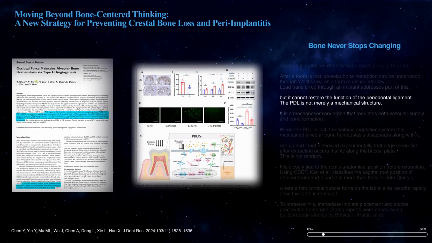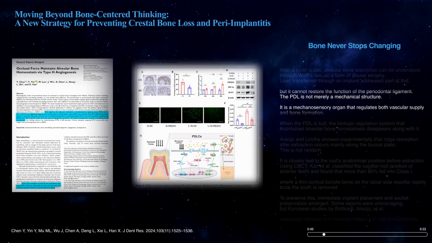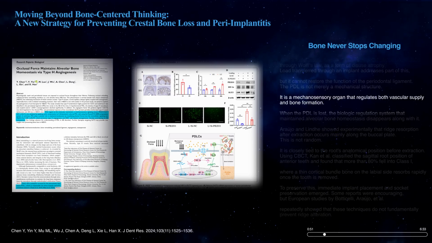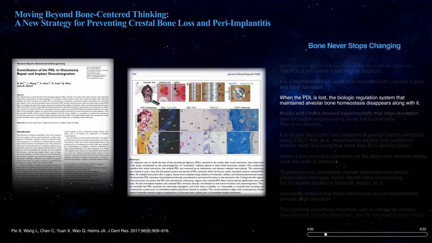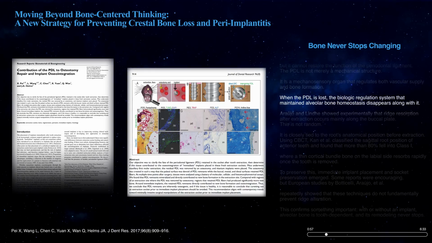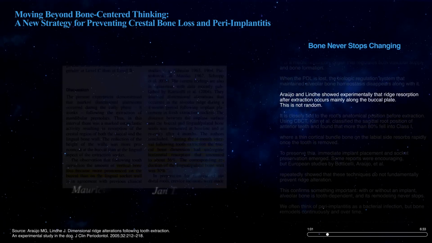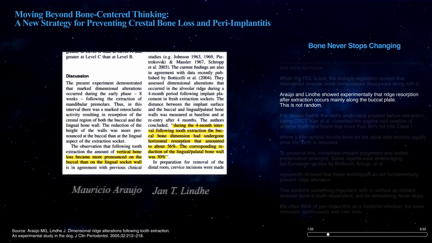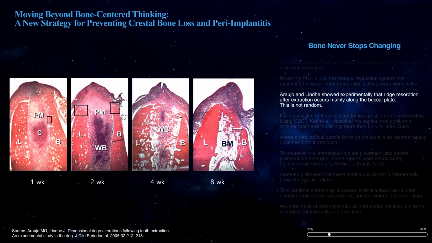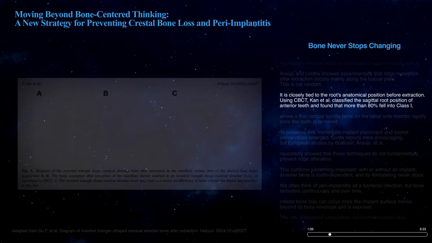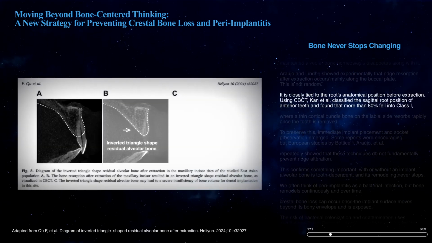The PDL is not merely a mechanical structure, it is a mechanosensory organ that regulates both vascular supply and bone formation. When the PDL is lost, the biologic regulation system that maintained alveolar bone homeostasis disappears along with it. Araujo and Lindhe showed experimentally that ridge resorption after extraction occurs mainly along the buccal plate. This is not random. It is closely tied to the root's anatomical position before extraction.